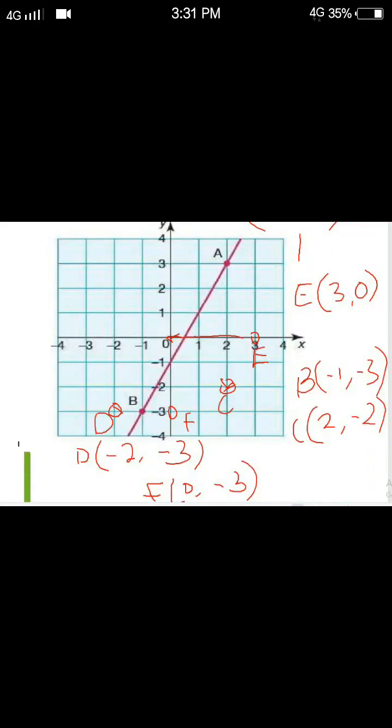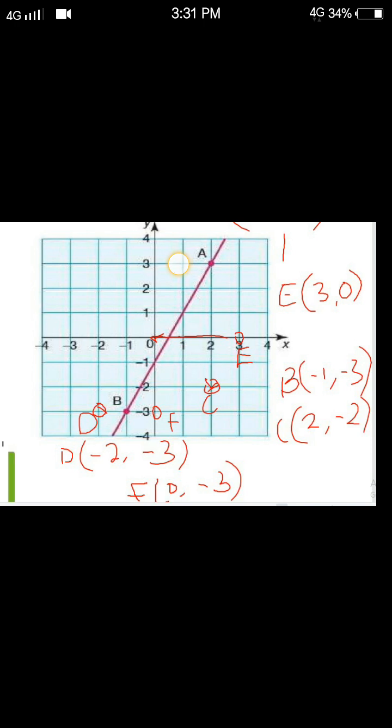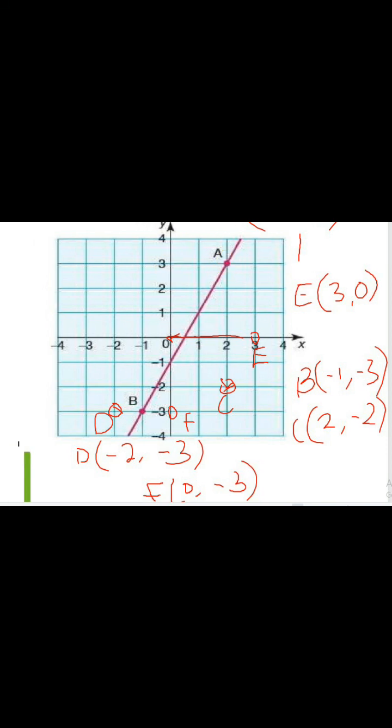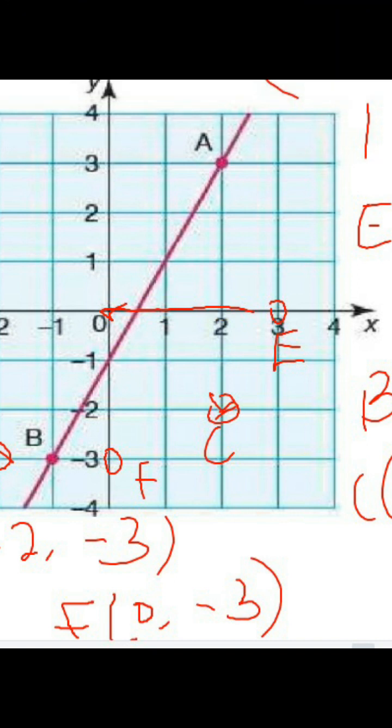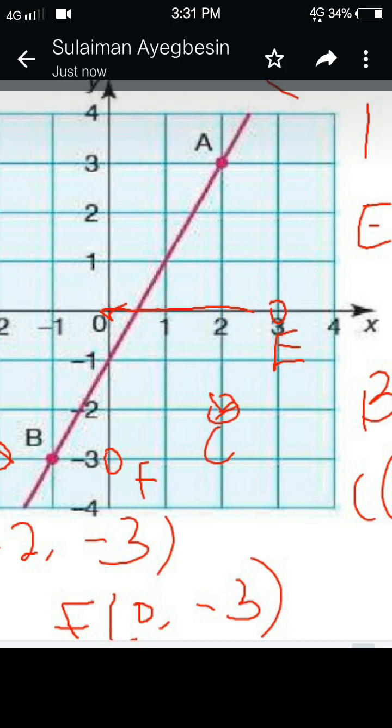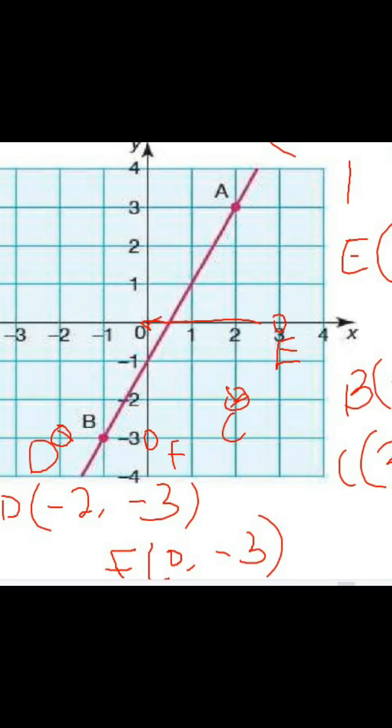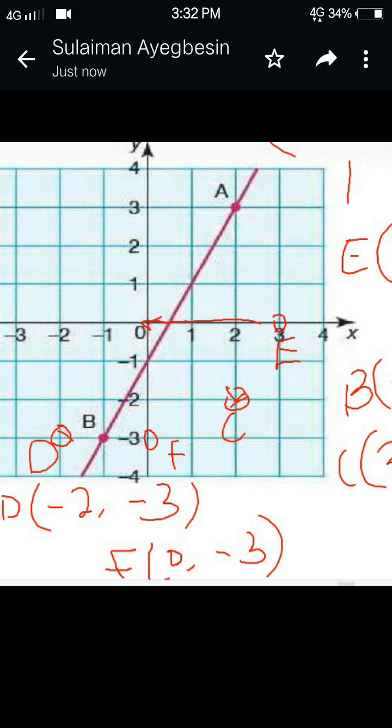So looking at the graph, you will observe that point A, if we trace it to the line like this, will lead to 3 on the y-axis, and if you trace it down to the x-axis, it will lead to point 2. So when you want to label it, you label the point as x comma y, that is 2 comma 3.